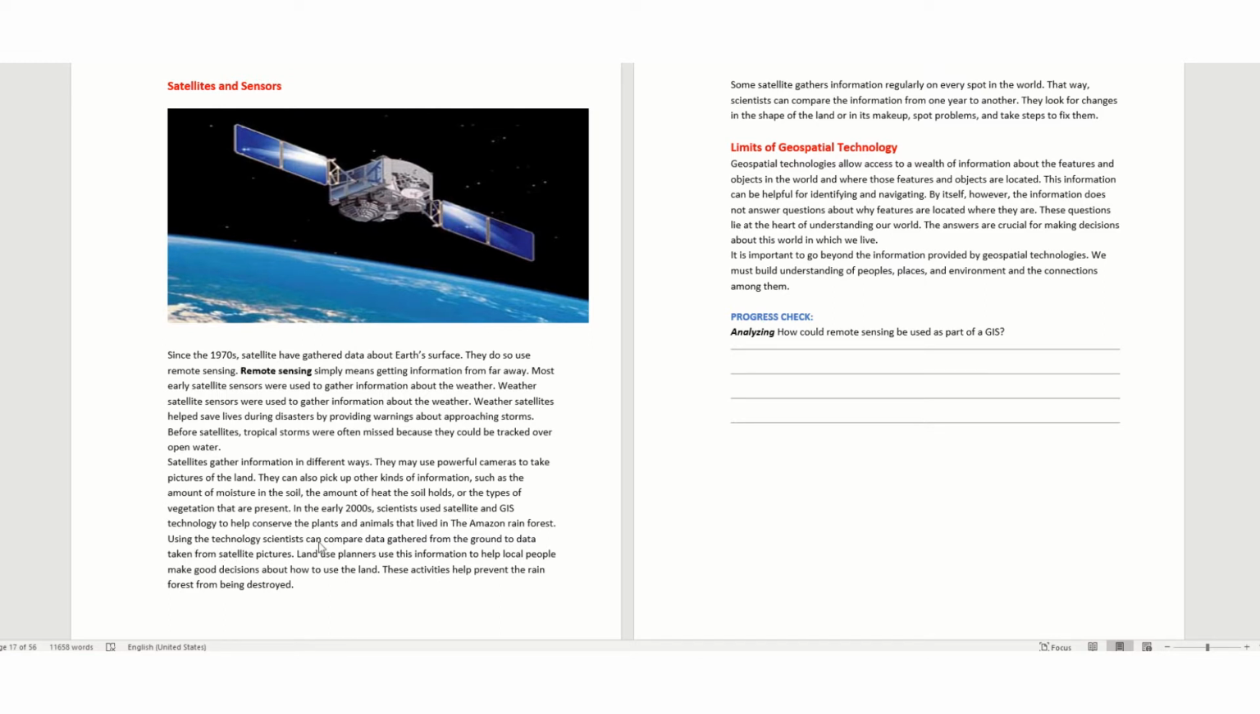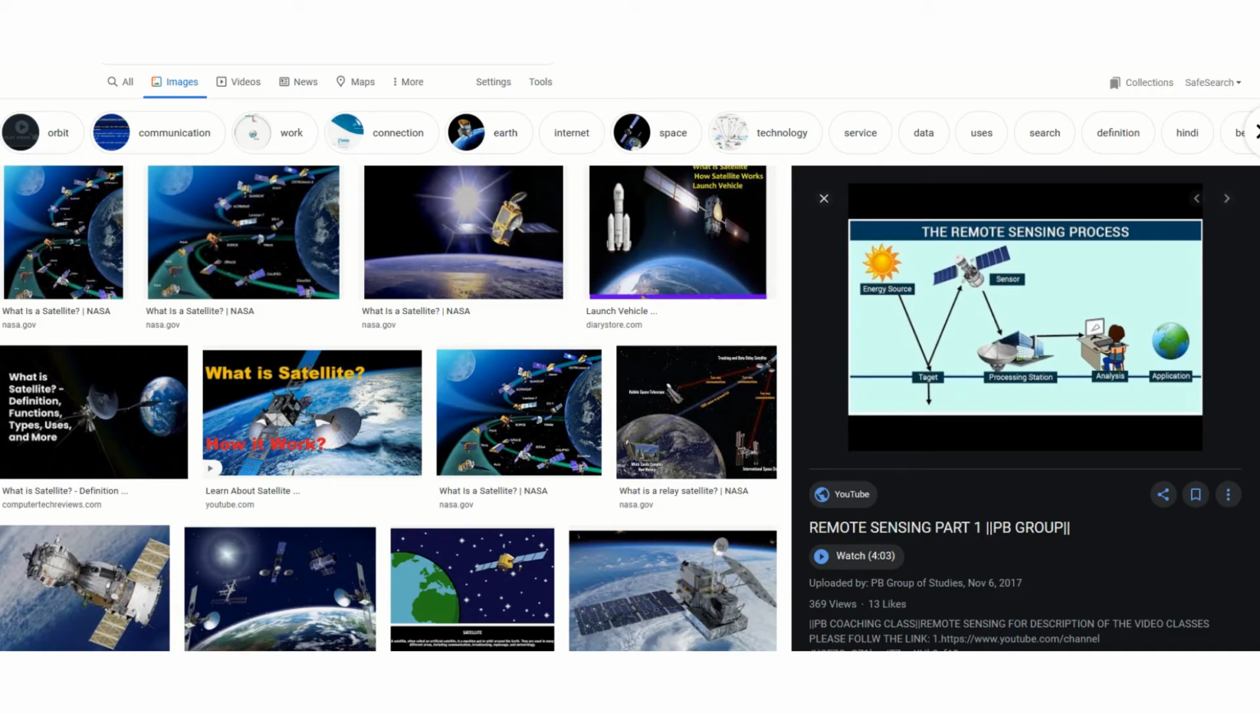Using the technology, scientists can compare the data. In the process, I'll be telling you how they will be connecting, collecting or analyzing the data through the different activities. It will be done through remote sensing. Now you can see how this is a satellite and how remote sensing is the processing. This is the energy source and that is the target.